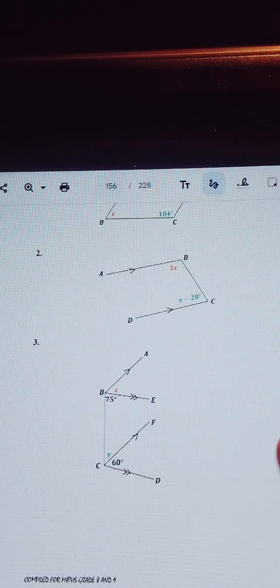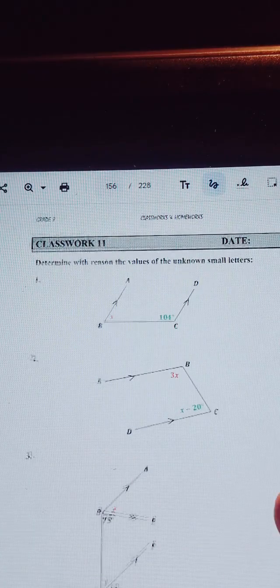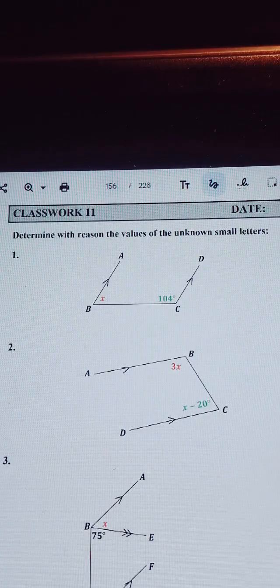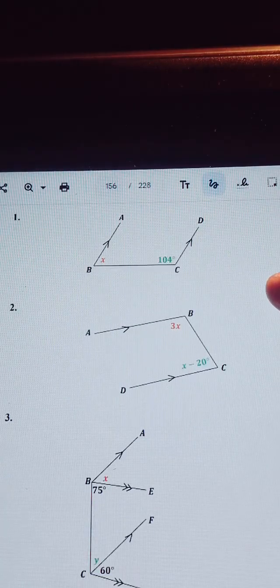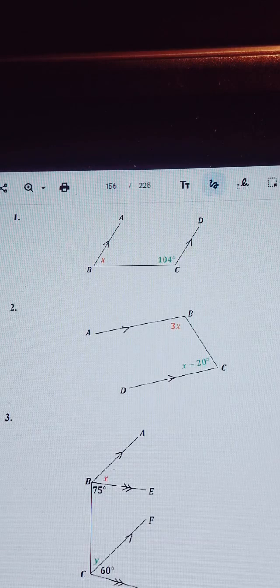Okay. Here's some work for the class. Basic sweet stuff for you. Yeah, x is 30.